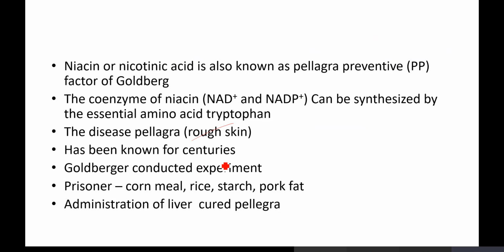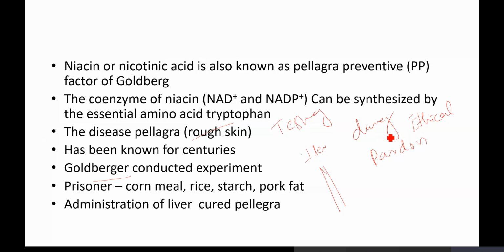Its relation to deficiency of a dietary factor was first identified by the scientist Goldberger, who conducted a very important and very interesting experiment. And what was that experiment? See, during those days, it was not a practice to follow ethical systems, especially for prisoners. So in this case, 12 prisoners were promised a pardon.